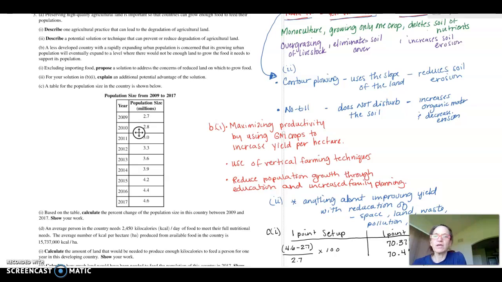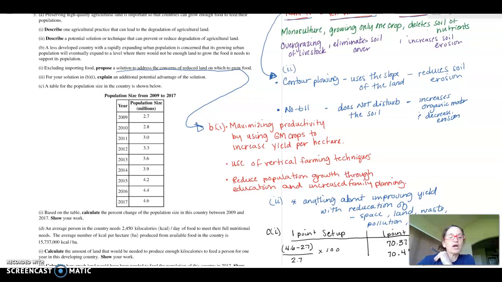And so if I come right here, I would probably start, since I'm proposing a solution to address the concerns of reducing land on which to grow food, by maximizing productivity by using GM crops to increase yield per acre. Or a solution to address the concerns of reduced land would be to use vertical farming techniques, growing up rather than occupying more square footage of land. You could also, another proposal would be to reduce population growth.